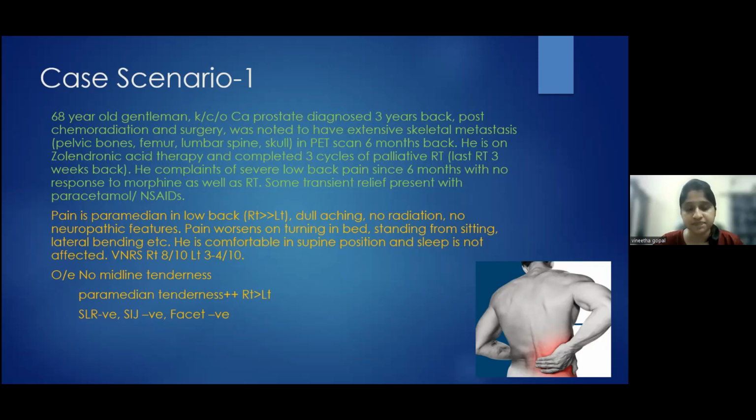And on examination, there was no midline tenderness, but there was paramedian tenderness in this region, in this paraspinal and in this flank region.